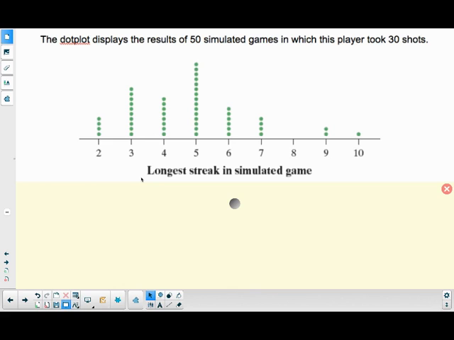The dot plot displays the results of 50 simulated games in which this player took 30 shots, and they recorded the longest streak in each simulated game. So it wasn't that they had 10 or more, it's just, what was the longest streak? How many in a row? Remember, there's a 50% chance they would make each shot, and this is the streaks. So you expect them to make 15 out of 30, but as far as it being in a row, that's a different calculation.